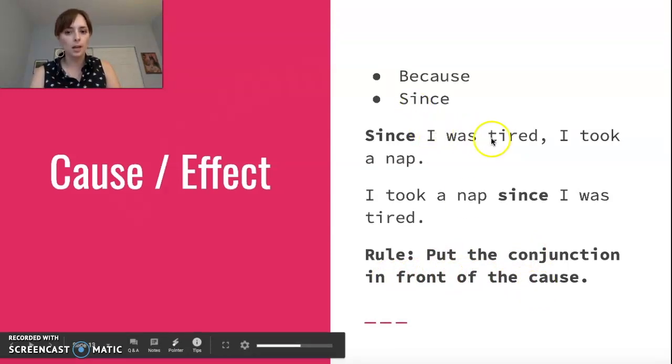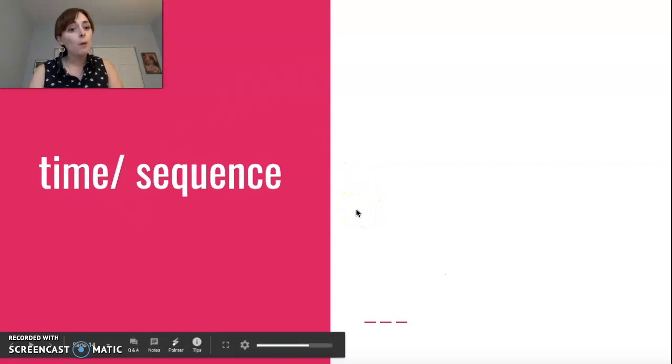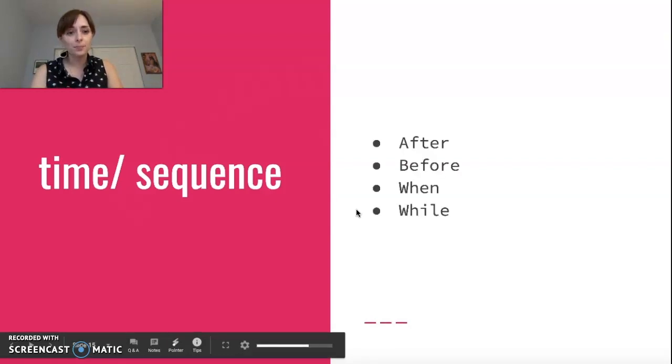Like I was tired. So we could also replace since here with because. It would mean the exact same thing. So we could say, because I was tired, I took a nap. Or I took a nap because I was tired. Now we're going to look at time or sequence subordinating conjunctions. So the ones we're learning today are after, before, when, and while.